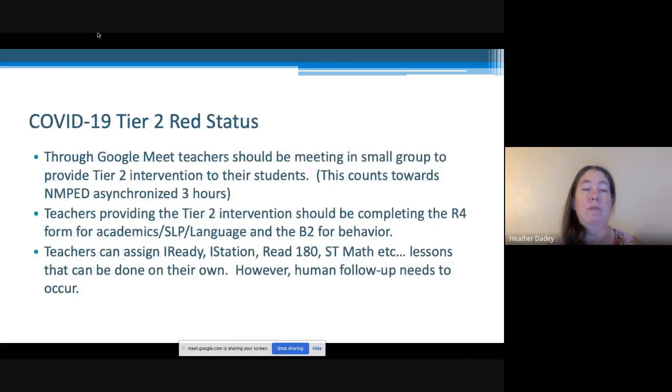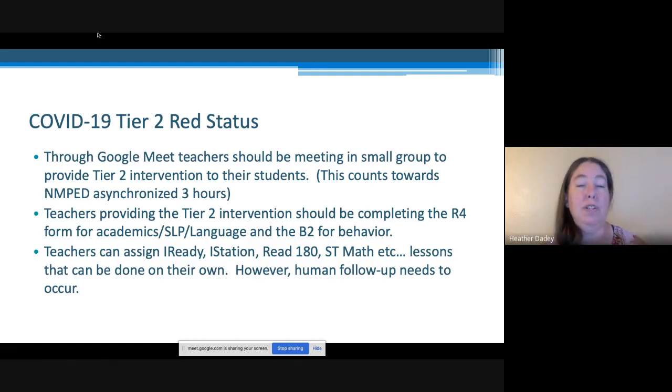So let's talk about COVID-19 tier 2 red status, which is currently where we're at. Red status means that we are doing distance learning only. So how do we do tier 2 right now? Through Google Meet, teachers should be meeting in small groups to provide tier 2 interventions to their students. This counts towards the New Mexico PED 3 hours of asynchronous class time, so it does count.